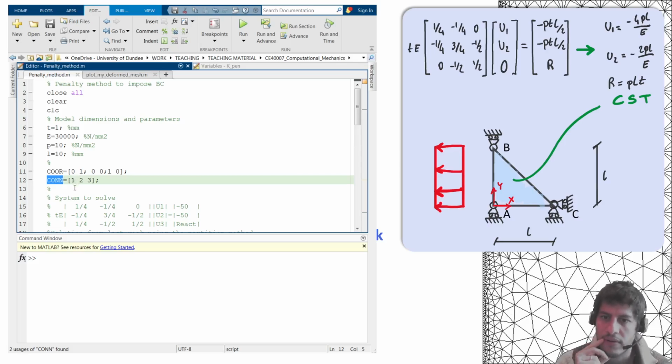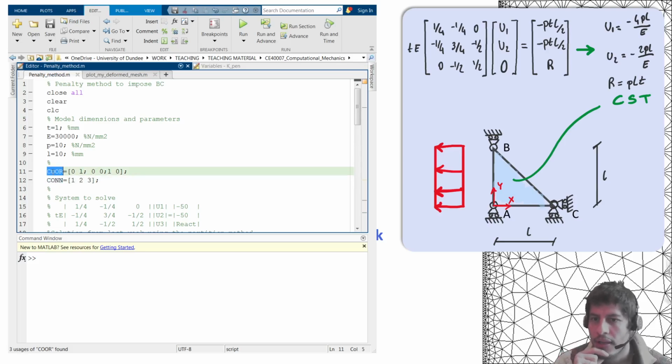So it's just a vector, the connectivity. Just because we will then modify also the plot mesh function in order to display also the displacement and the deformed mesh.